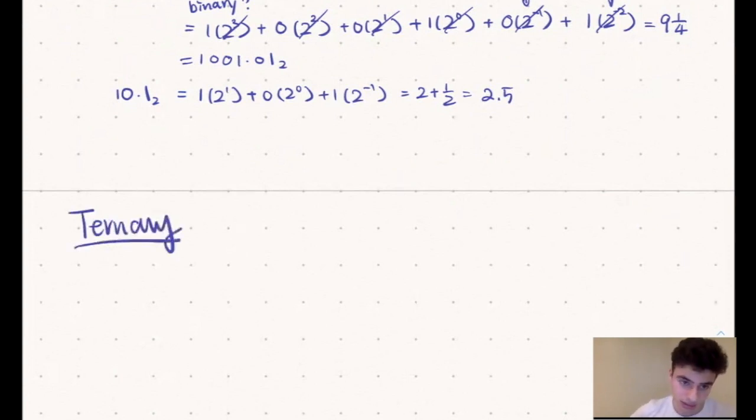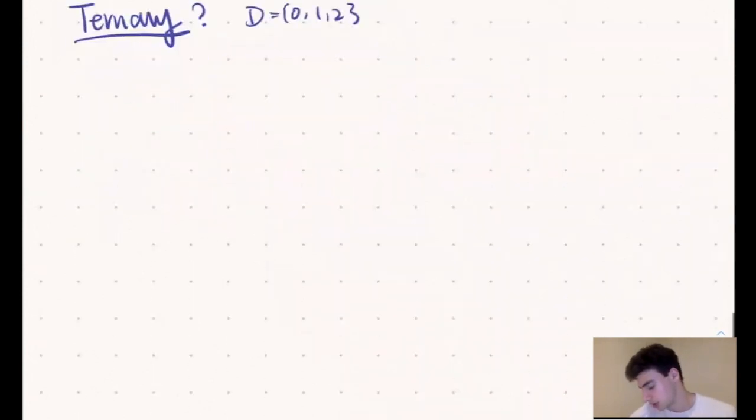Ternary has a set D equal to {0, 1, 2}. That is, the digits we're allowed to use are 0, 1, and 2. Now, the cardinality of that set D is clearly 3. So, in order to convert and compute decimal to ternary and ternary to decimal, we're going to have to modify our previous algorithm slightly.